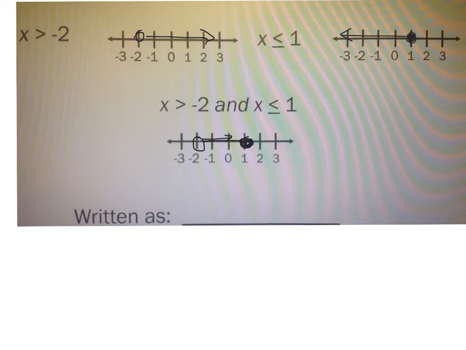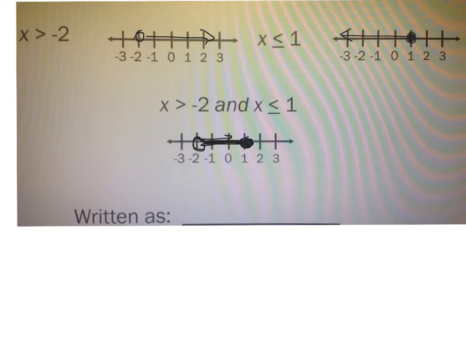going in this direction. So what we have here is the solution is kind of this dog bone looking thing, an open circle on one end and a shaded in circle on the other. The way to read that, looking at the graph, is any number that is greater than negative 2 and less than or equal to 1. That's how we put it together.